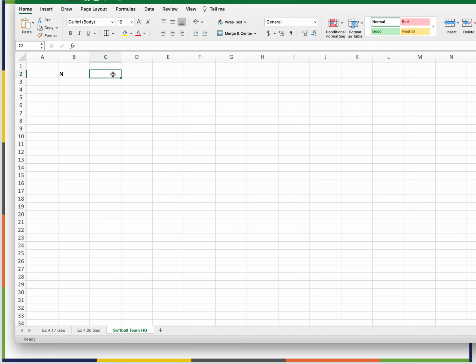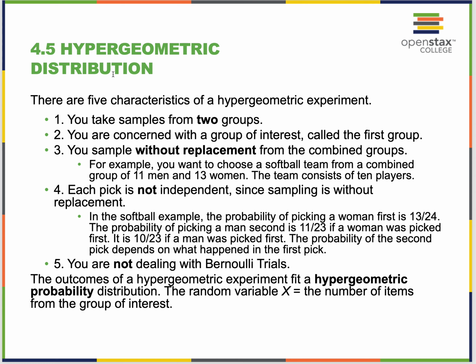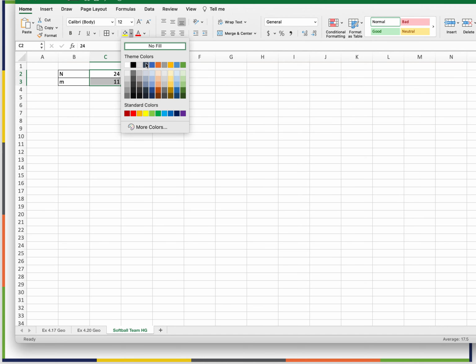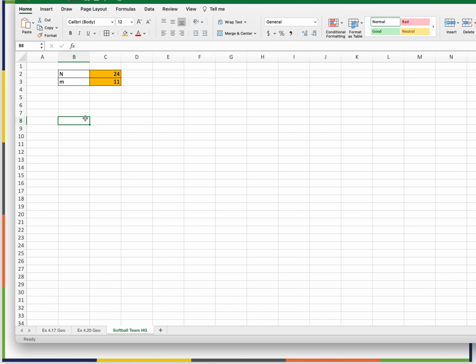I get N equals, I don't remember, 11 men, 13 women. So there's a total of 24. The item of interest, which we're calling M, is actually 11. And it happens to be male, but that's just, I guess, luck on our part that we're using the same letter. And these are parameters, which we'll put in orange so we know it's a parameter.